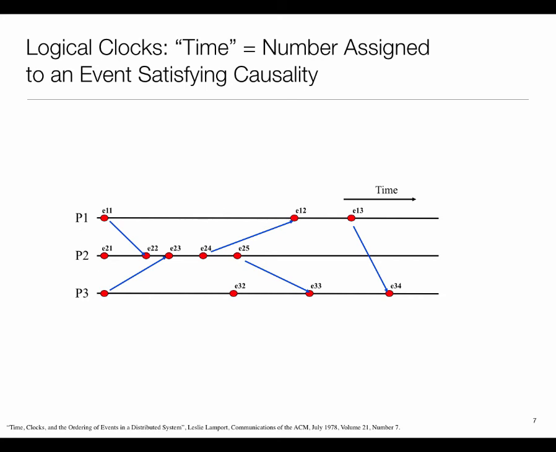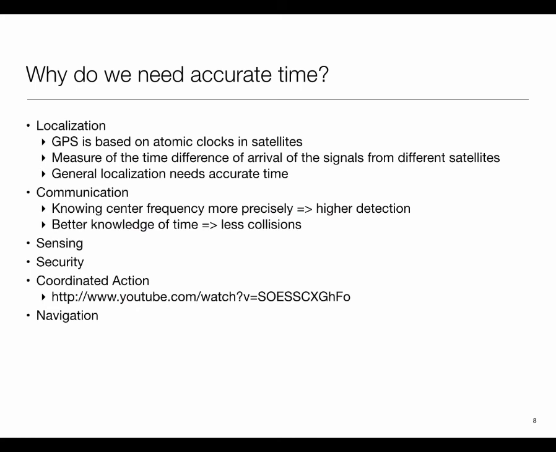But leaving those aside, I can have logical times and I can have time embedded in a physical dimension of some form. We need accurate time for a whole bunch of purposes. GPS is possible because we have accurate time.